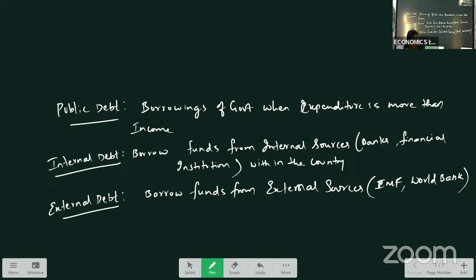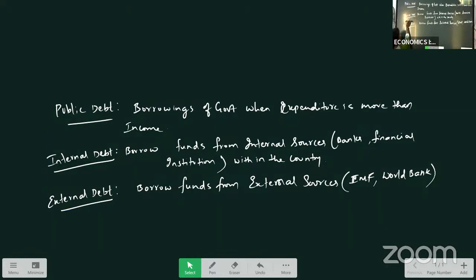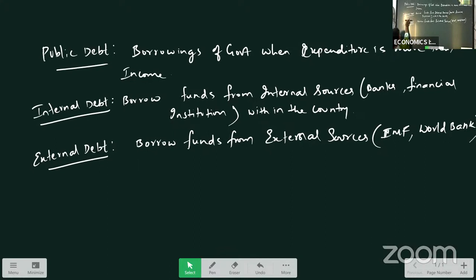So you just see here, every country, when the expenditure is more than their income, they borrow funds. When they borrow within the country, then we call it as internal debt. And when they borrow the money from external sources, external means outside the country, financial institutions outside the country, we call it as external debt. Okay, so public debt is divided into internal debt and external debt. Is it clear?